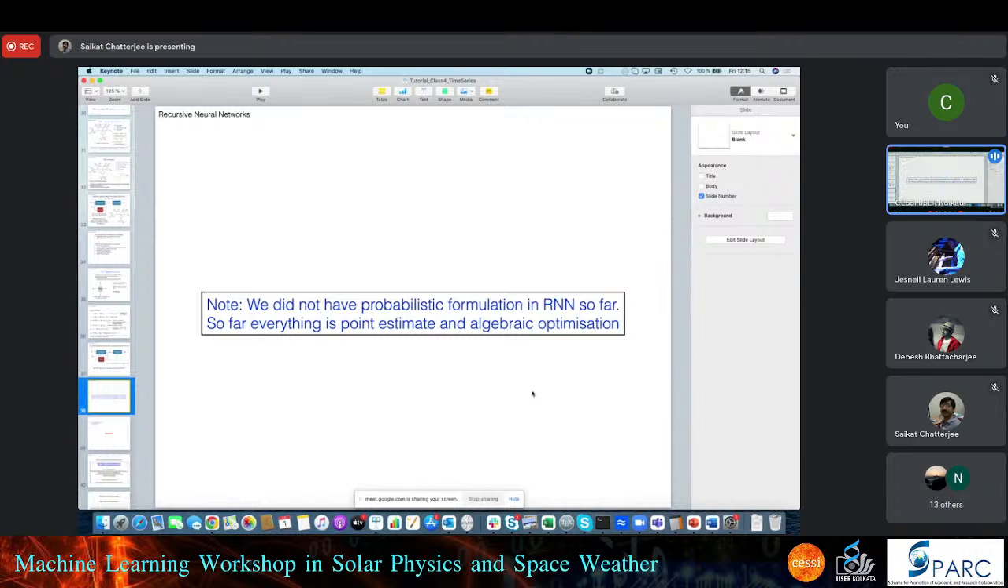Note that so far what I told you, I have never done any probabilistic formulations of recursive neural networks. Everything is a point estimate. Everything is an algebraic cost, and the prediction is also a point estimate. But you can do a probabilistic formulation of the dynamical systems, okay, to map these XT and YT. You can bring a probabilistic formulation for HT, and a recursive system too. It's not impossible.